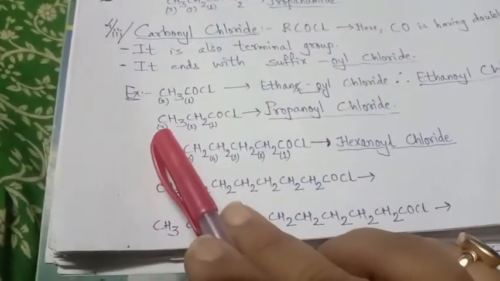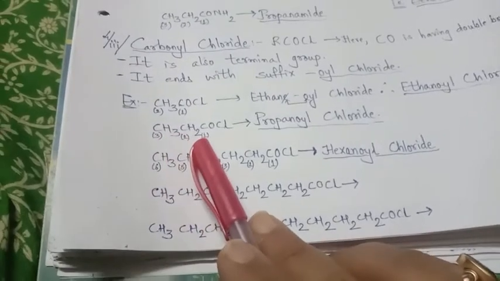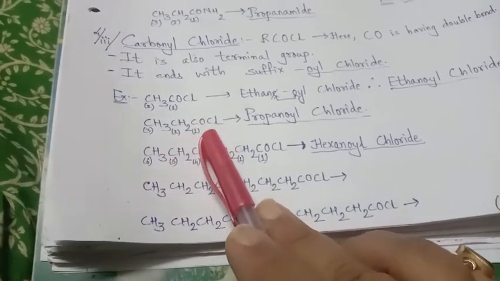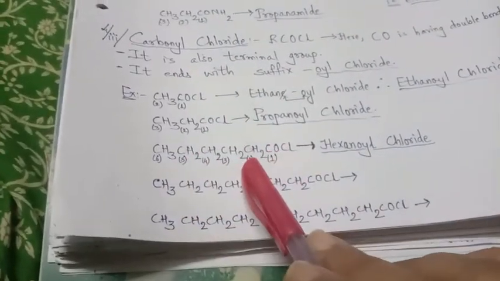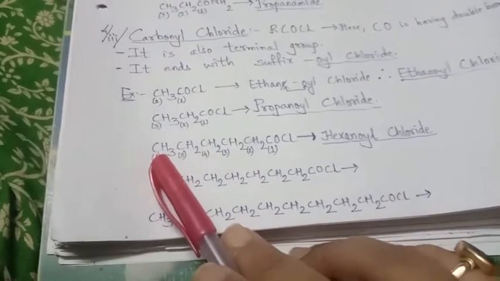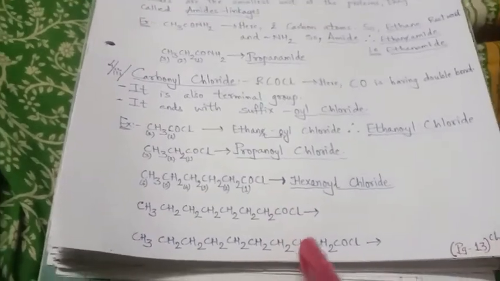In the same way, 1, 2, 3. So prop, single bond an, propane, but COCl, so propanoyl chloride. Here you see 1, 2, 3, 4, 5, 6, hexanoyl chloride. So these two you are supposed to give the names.